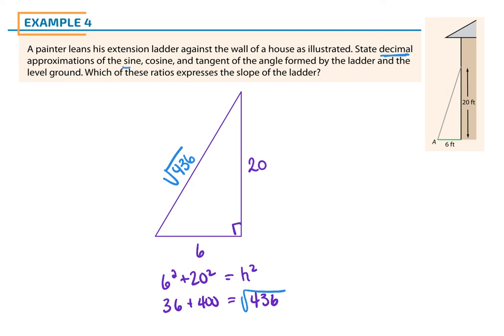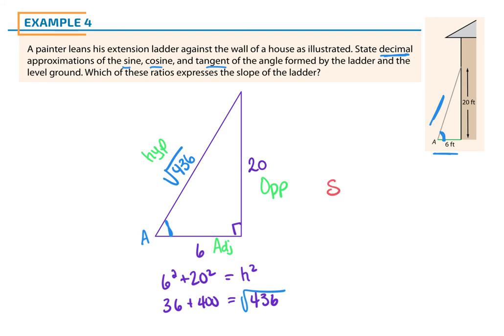So they want the sine, the cosine, and the tangent of the angle formed by the ladder and level to the ground, all right? So when they want the one from the ladder and level to the ground, they want this angle right here, all right? So we're going to talk about this one right here, which means we are going to label everything based on this. The square root of 436 is my hypotenuse. Which side is my opposite, the 6 or the 20? The 20 is my opposite, which means the 6 is my adjacent. And so now I can do these 3.